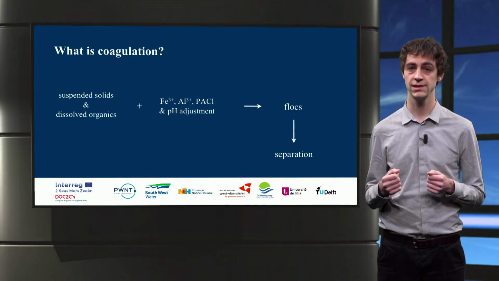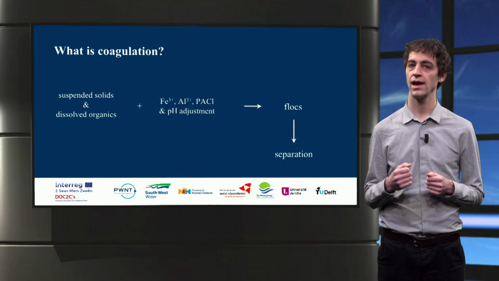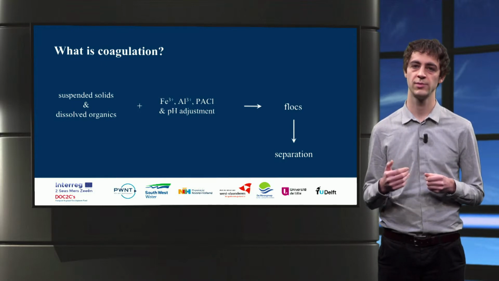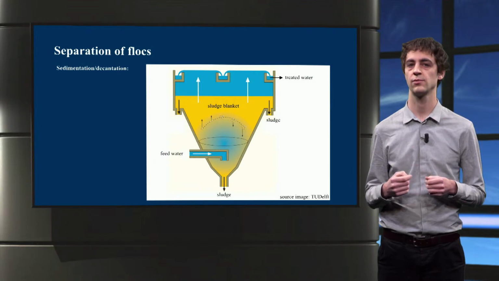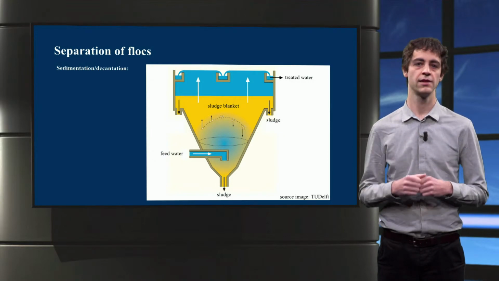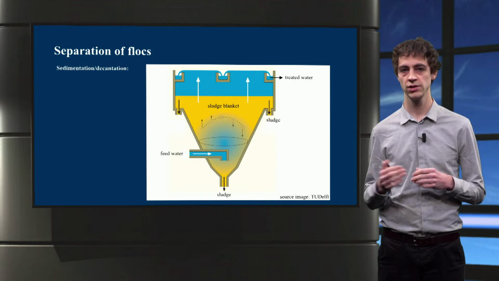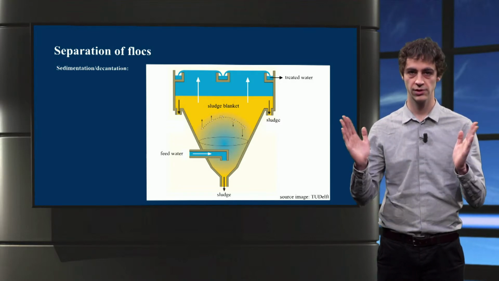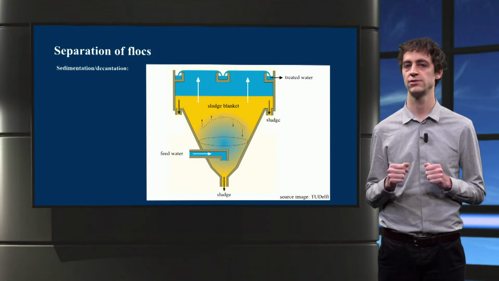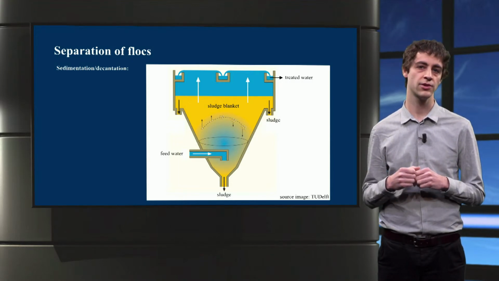As Bas explains in his video, the impurities will aggregate into flocks which will need to be separated from the water. A first method to remove the flocks is by allowing them to sediment. This can be done in, for example, a decanter, where the water is in an upflow direction, and because of the shape of the decanter, the velocity of the water is decreasing. This allows for the heavier flocks to be separated from the water.